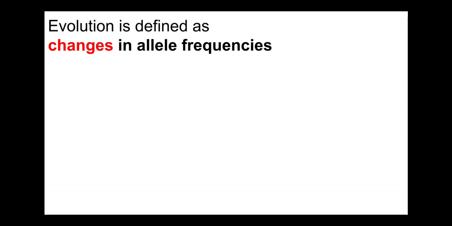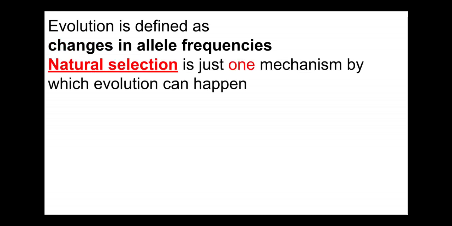First, it always needs to be reiterated that evolution is defined as changes in allele frequencies. Natural selection is just one mechanism by which evolution can happen. So that means natural selection is just one way that allele frequencies can change. But it's a very exciting and interesting one because it's a way that populations can adapt over time, and many of the wonderful, fabulous things we see in our world and see in nature are due to the operation of natural selection.